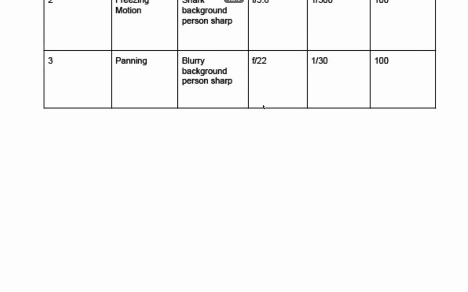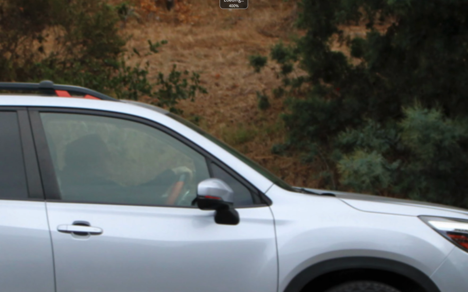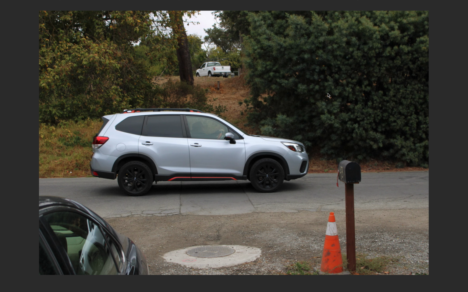And we also know this is panning because we can see the distinct horizontal lines. And we can see this person's table. 1/30 is a good example to use. And also notice they wrote ISO 100 and did not write auto. Let's take a look at another student example.